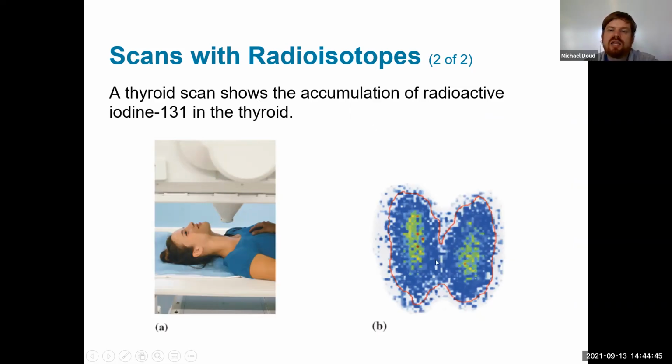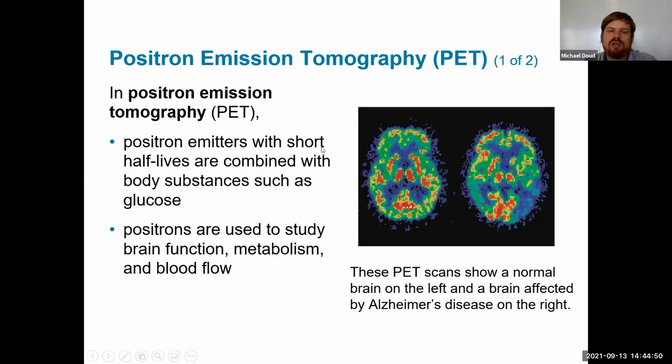So this is what a thyroid looks like after it's been treated with iodine-131. It shows up here in the scan really effectively. Now, another type of imaging is positron emission tomography, or PET scans. In this case, the patient is dosed with a positron emitter that has a short half-life, and then you put that in a substance that the body's going to take up, like glucose. And then it closely tracks with blood flow and brain function.